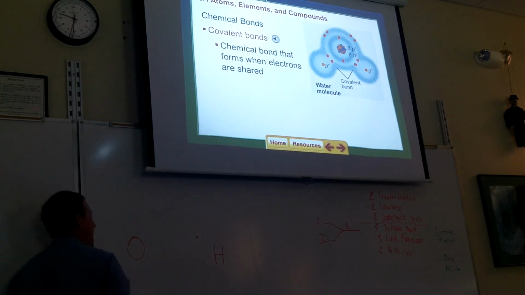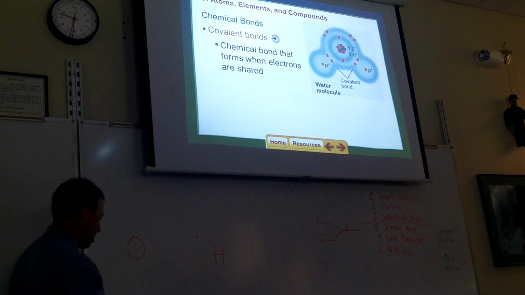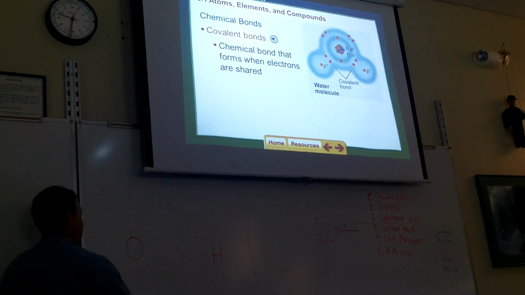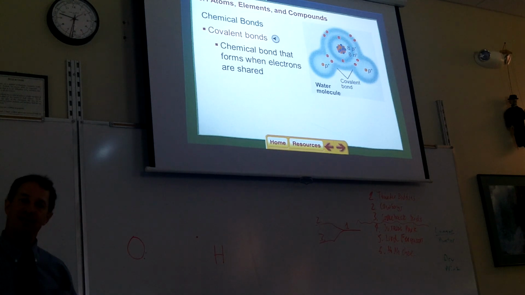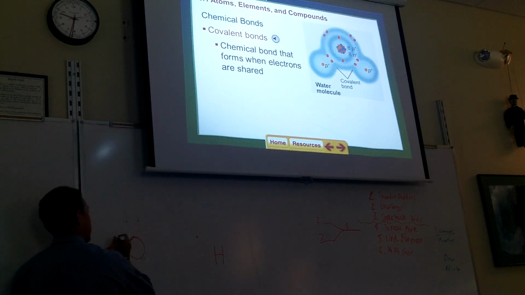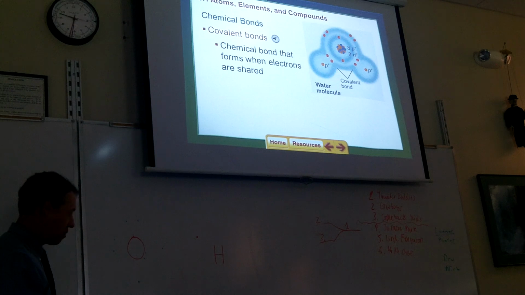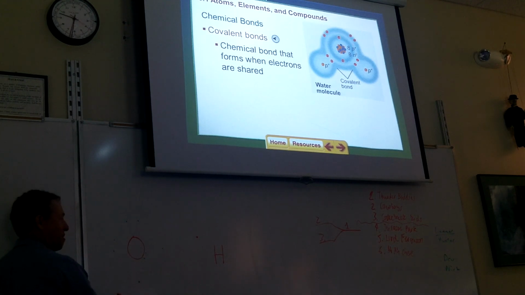Oxygen has 8 protons. 2 in its first level, how many would it have in its second level? 6. We'll draw them 1, 2, 3, 4, 5, 6. And if it had 2 more electrons, it would be stable.